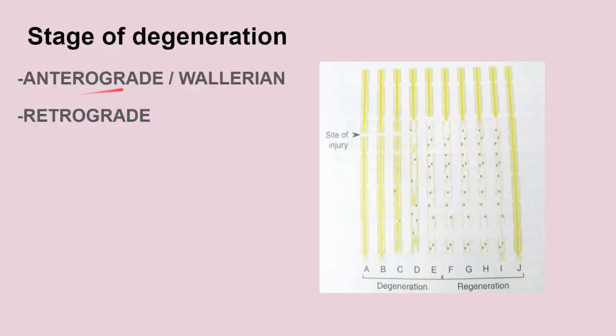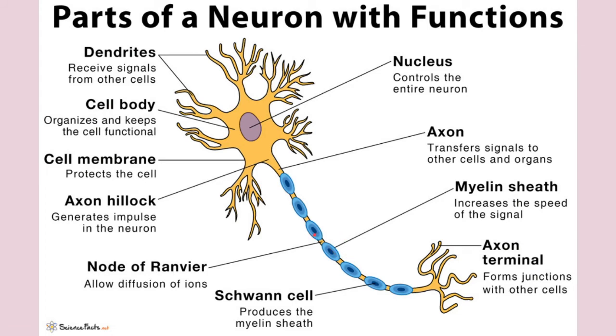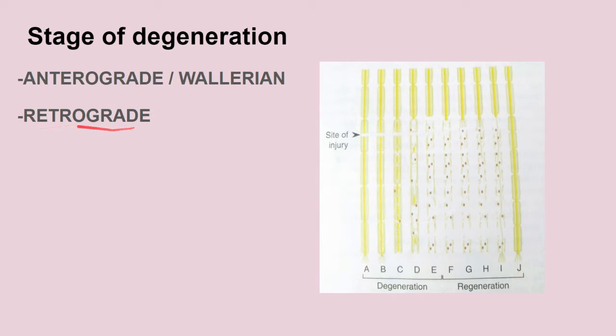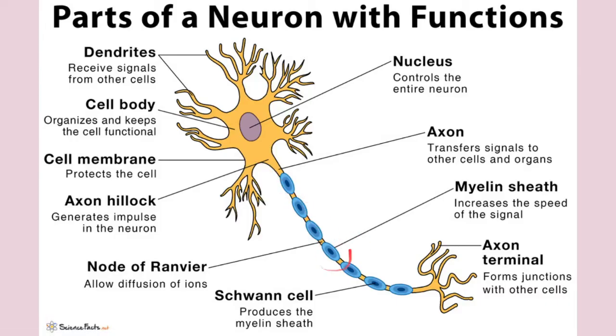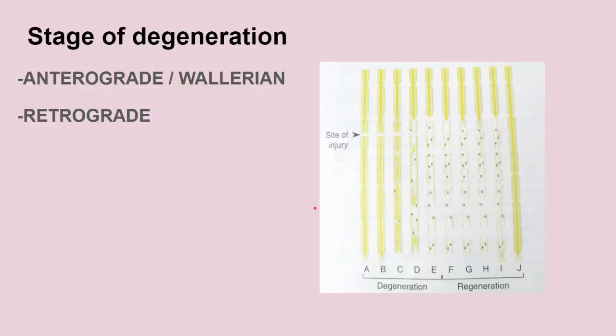Now what is anterograde or Wallerian degeneration? That means the degenerative changes which occur in the part of the axon distal to the site of the injury. If the injury is present somewhere over here, then distal to that is known as Wallerian degeneration. Proximal to that is known as retrograde degeneration. That means the part of the axon proximal to the site of injury is known as retrograde degeneration, and the third one is the cell body degeneration.